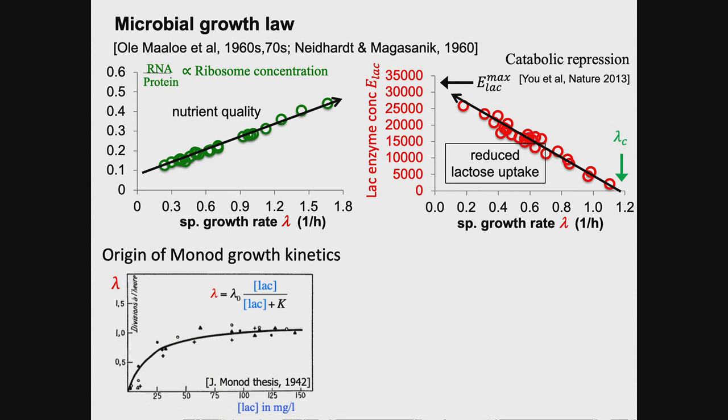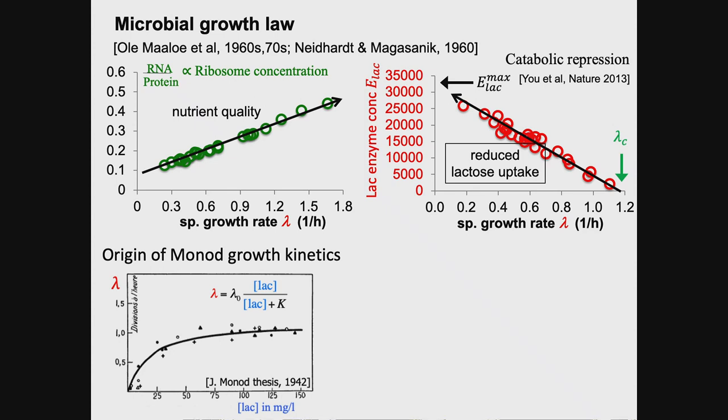So this was a page from Monod's thesis, done in Paris in 1942. You know what was happening in Paris in 1942? Yes, Monod was a resistance leader, and he was also doing research. So this is for lactose. You vary the lactose concentration in the medium and measure the growth rate. And a very simplistic behavior emerges.